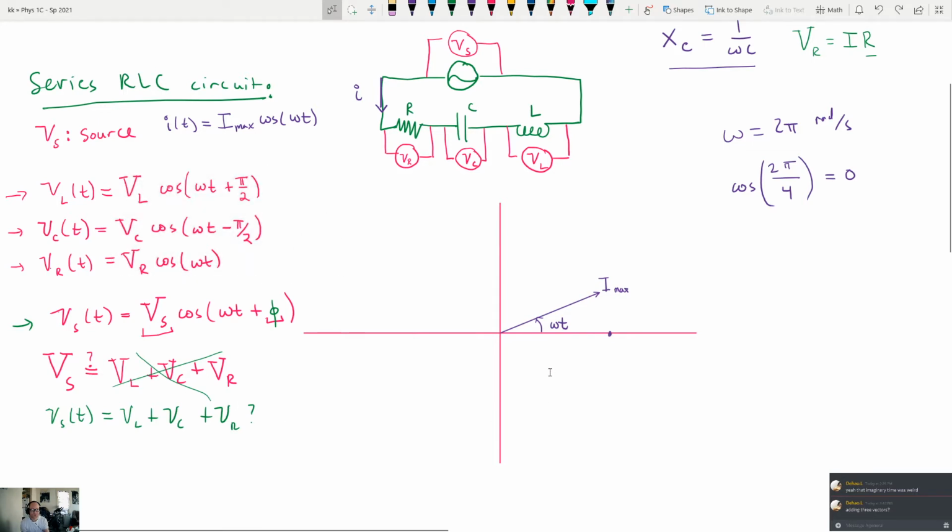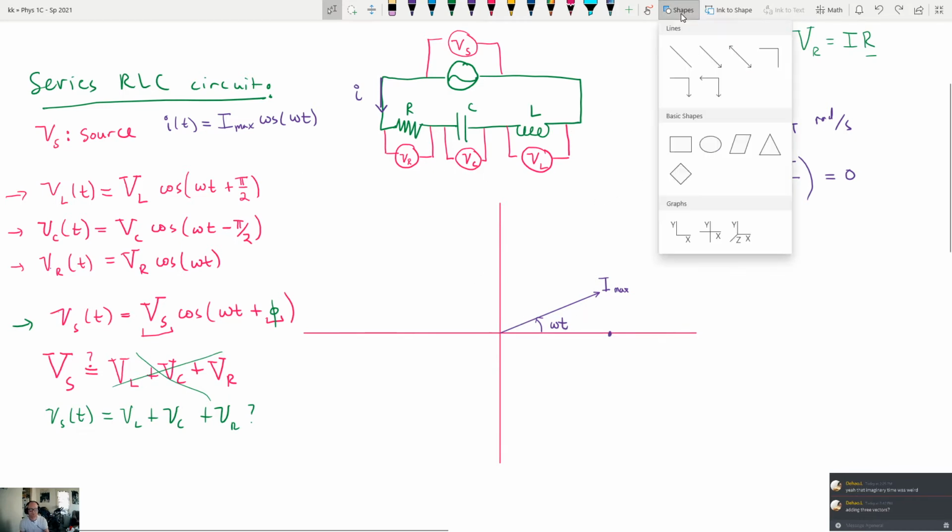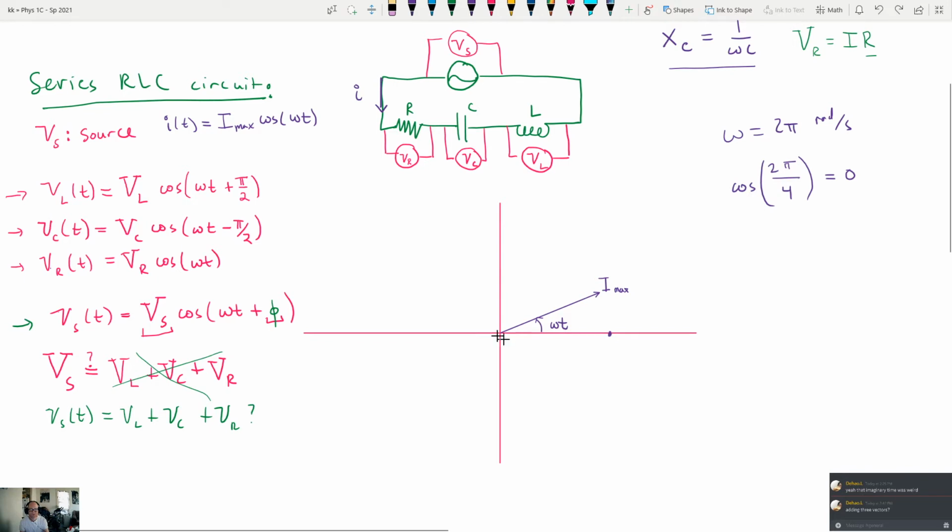Mm-hmm. Okay, so in order to answer these questions, we're going to draw phasors for each one of our vectors here. Let's start off with VR, because that's the easiest one to do. We know that VR of t and I of t are in phase with each other. They're both given by cos omega t. So that omega t tells you the angle between the x-axis and the vector. There we go. That's VR. The length of this vector is going to be VR.